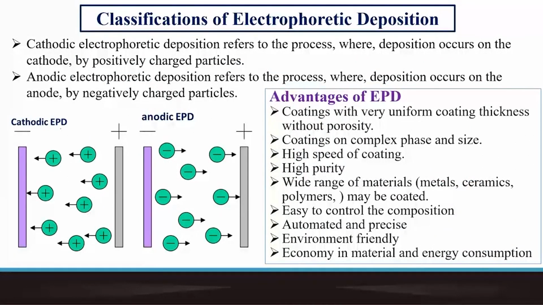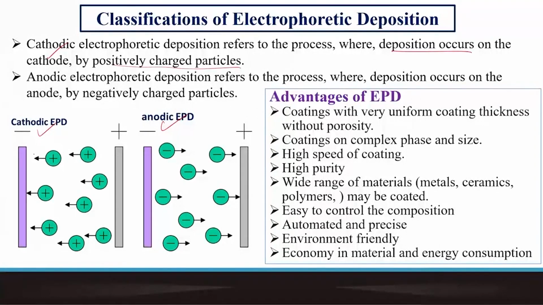So the electrophoretic deposition can be cathodic or anodic. When we have a dispersion in a medium, cathodic electrophoretic deposition refers to a process where deposition occurs on the cathode by positively charged particles.